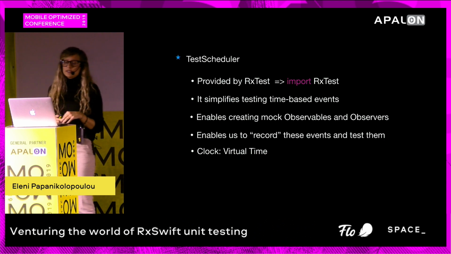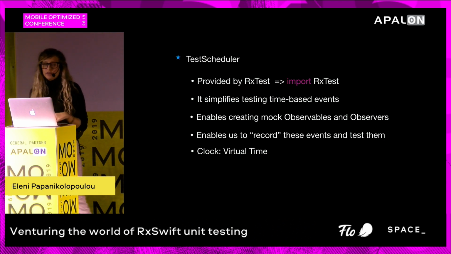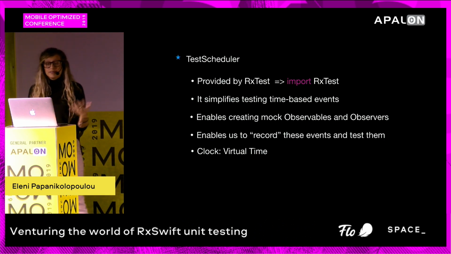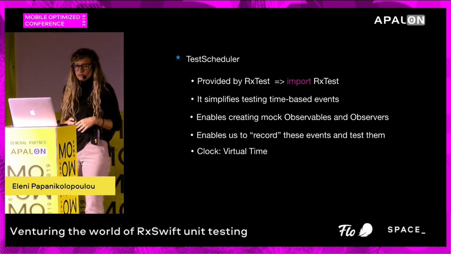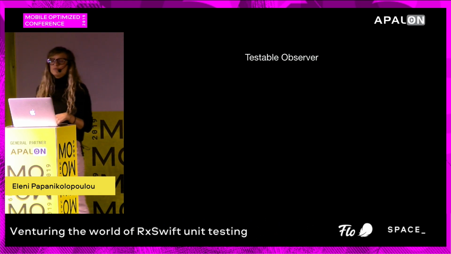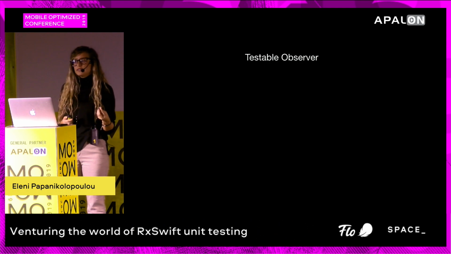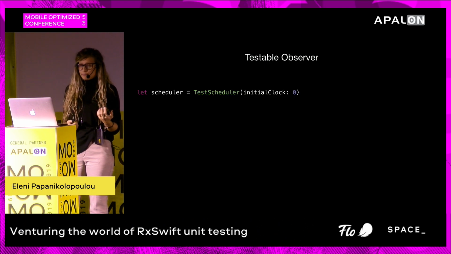And a test scheduler has a clock with a virtual time. And here I have to say that virtual time doesn't correspond to actual time. So 10 in test scheduler doesn't correspond to 10 seconds. A testable observable has the advantage of exposing an events property which we can take and validate.